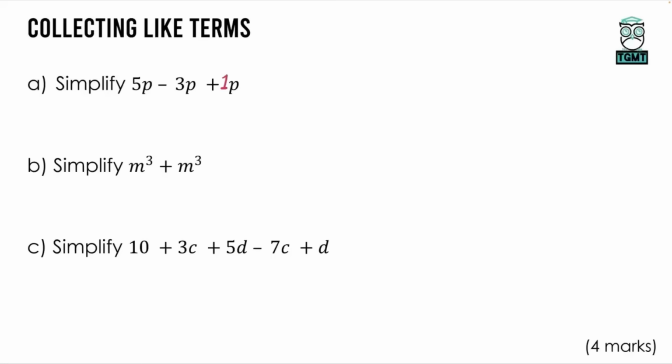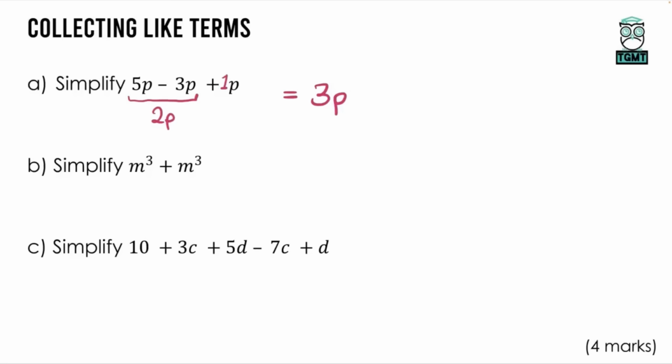Now we want to simplify this so it's just one number in front of p, as we only have that one letter there. So first start by doing 5p take away 3p, which leaves us with 2p, and then we are going to add 1p. So 2p add 1p leaves us with 3p in total, and there we go, we've simplified that.